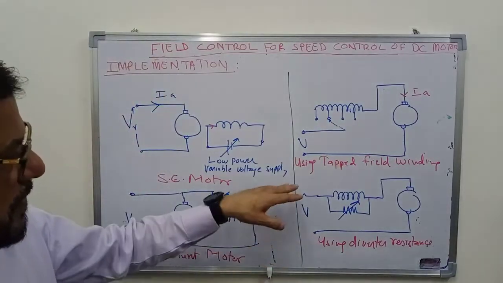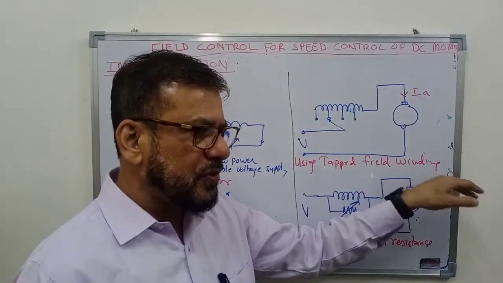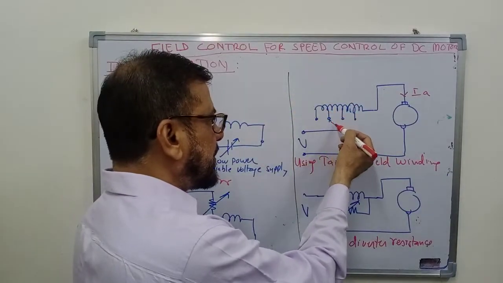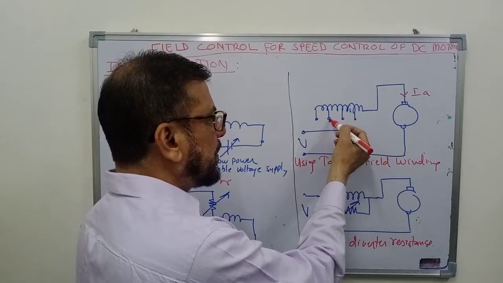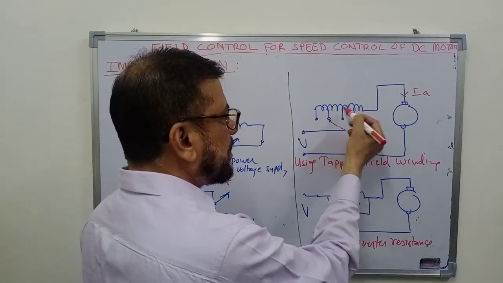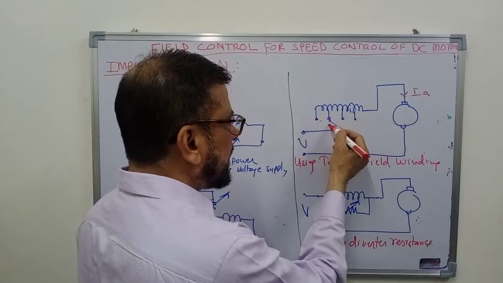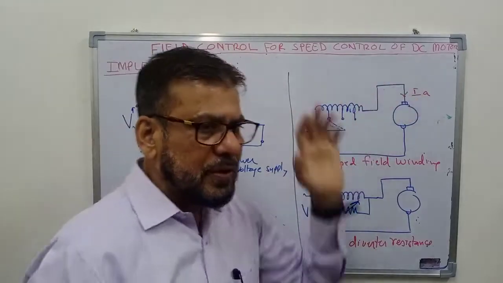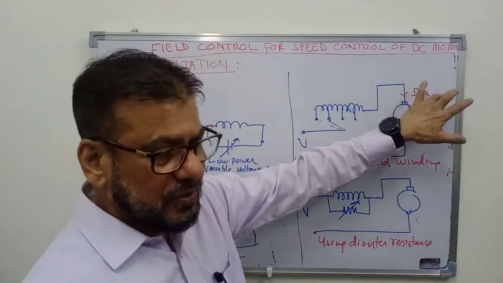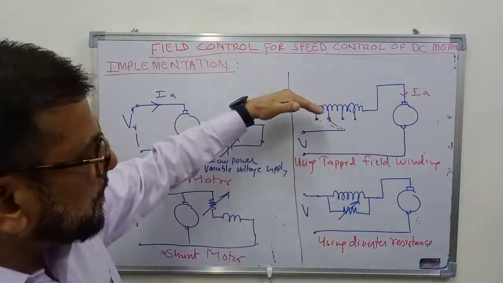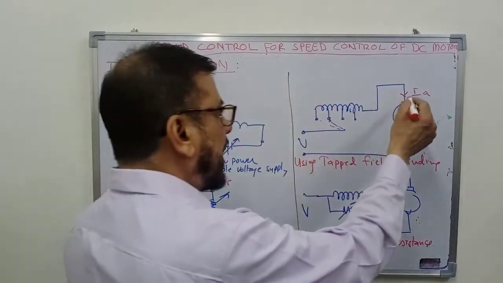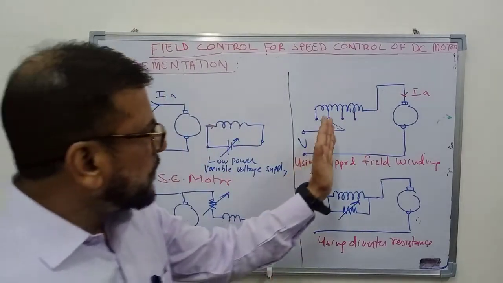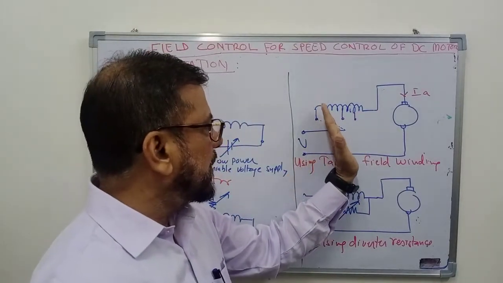So one way is using a tapped field winding. Instead of one constant field winding, you have different tappings. If you connect the terminals here, only this much winding will be there. If you connect it here, the first position, then the whole field winding will be in the circuit. Suppose the current is constant, so the flux produced will depend on Ia into all this number of turns.